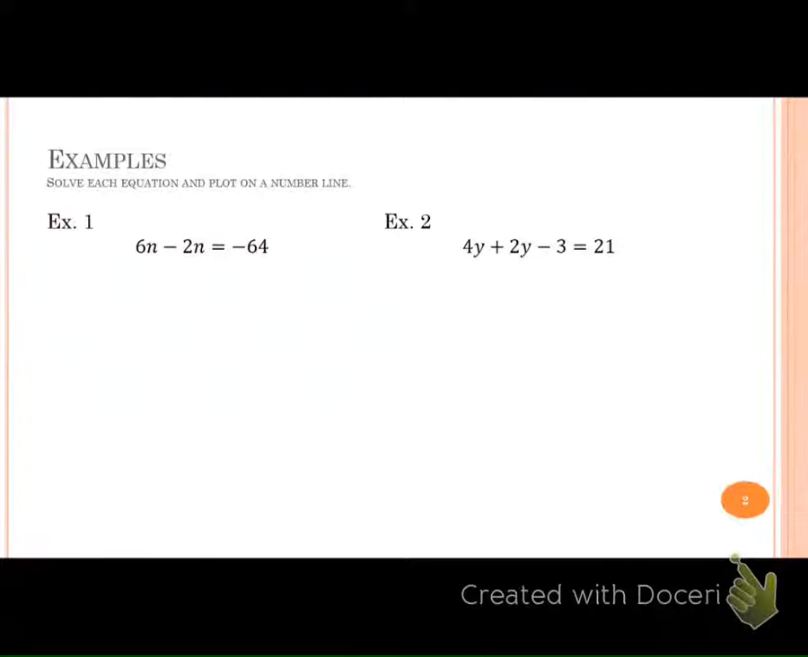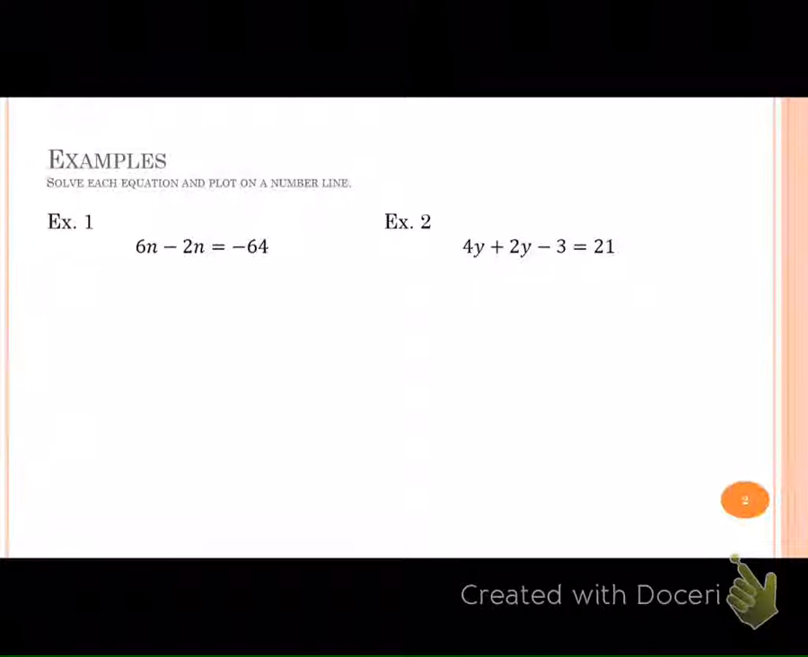All right, so the first thing we're going to do is look to see if there's parentheses. Are there any parentheses to distribute? Okay, so do we have like terms then? Jacob, do we have like terms? Yeah. What are they? 6n and -2n. Good. So if it's the same side of the equation, combine like terms as is. So Jacob, what's 6n minus 2n? Good.